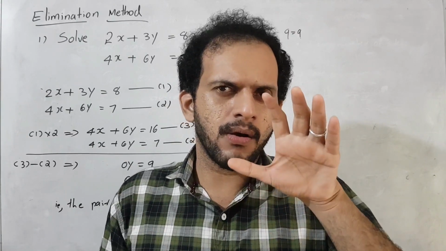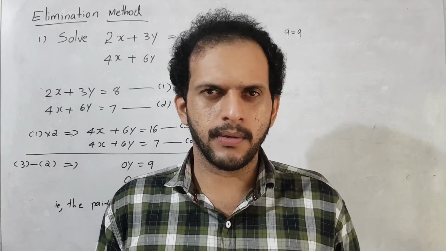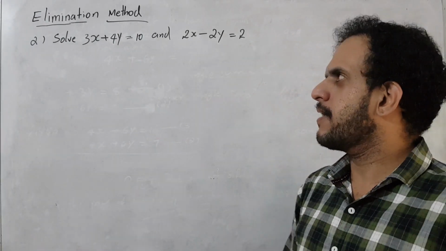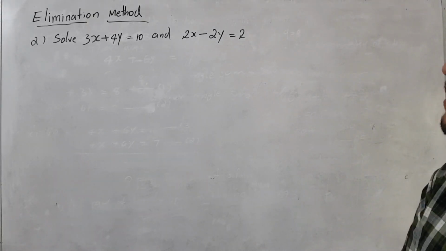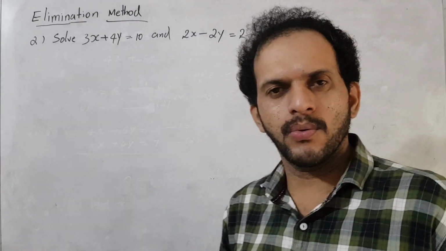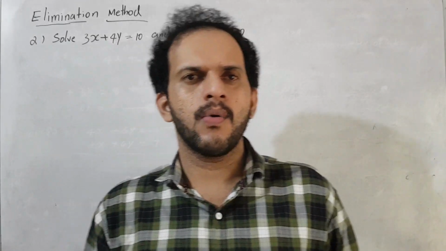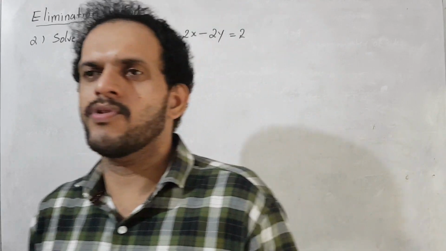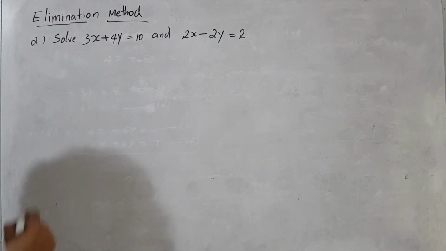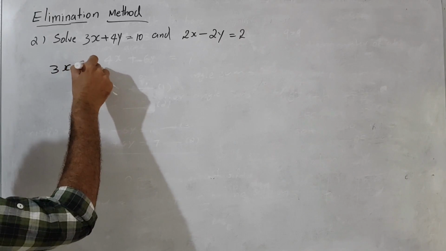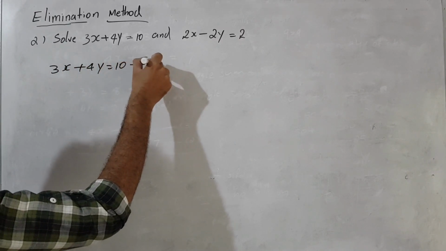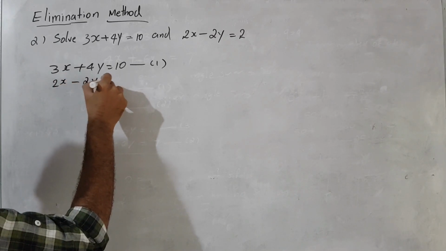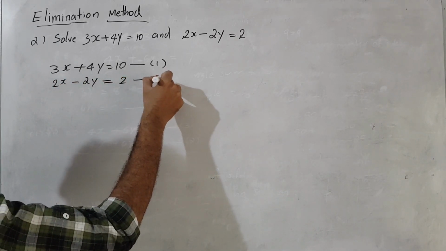What is the idea we follow in the case of the elimination method? Okay? Next, we are doing one more question. The question is: solve 3x plus 4y is equal to 10 and 2x minus 2y is equal to 2. The same idea. What is the method? The method is the elimination method. First we write the same question once again. 3x plus 4y is equal to 10, equation 1. 2x minus 2y is equal to 2, equation 2.